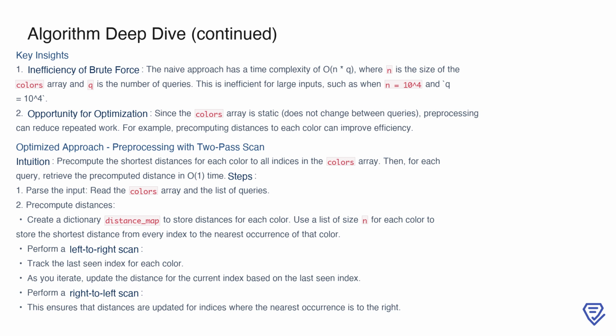To populate this map, we perform two scans of the colors array. The first scan goes from left to right, tracking the last seen index for each color and updating the distances as we iterate. This ensures that the distances are correct for indices where the nearest occurrence is to the left. Next, we perform a second scan from right to left, which updates the distances for indices where the nearest occurrence is to the right. With this pre-processing step, we significantly reduce the computational overhead during query processing.